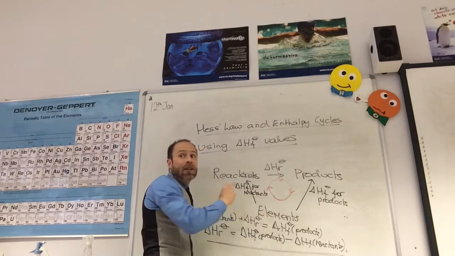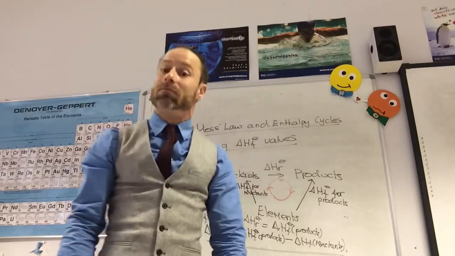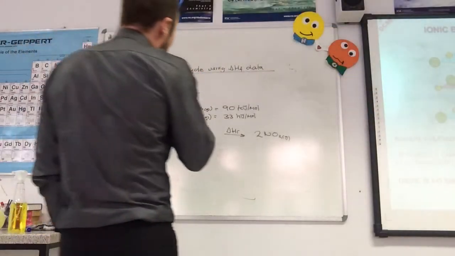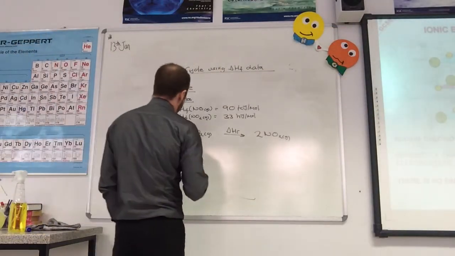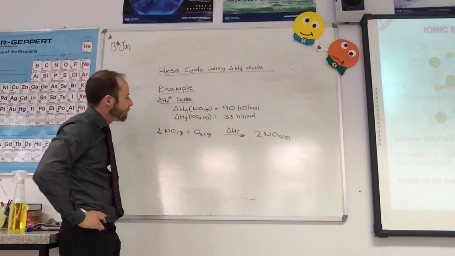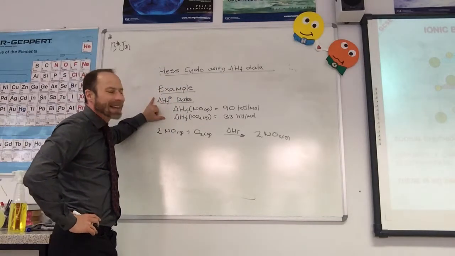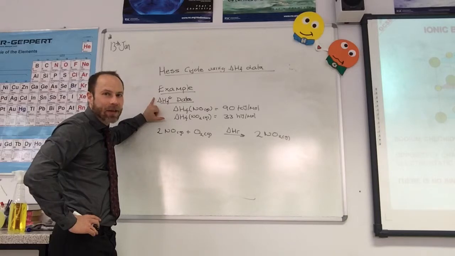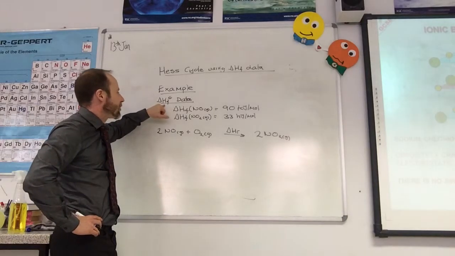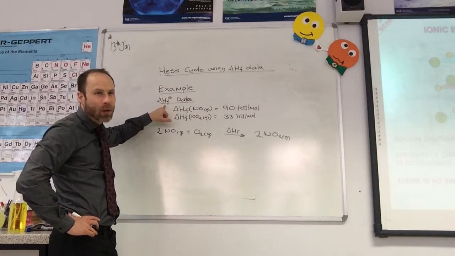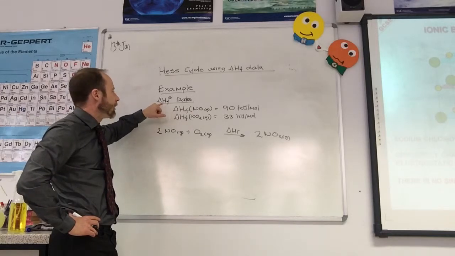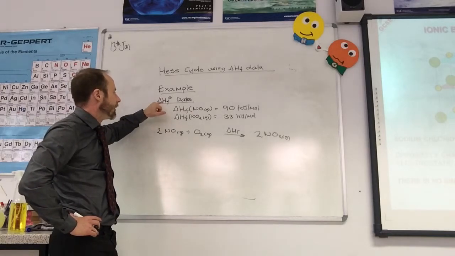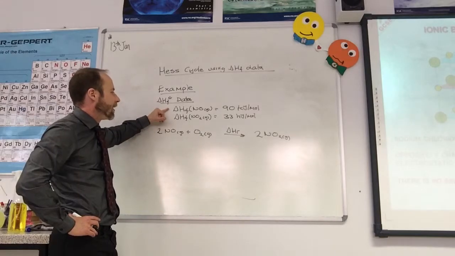Okay, yeah, so we're doing an example next. So this is a typical Hess cycle example. They've given me the key thing, look at the data that they've given you. They've given you delta HF data. Don't worry about what they're asking you to find, look at the data they've given you. Delta HF.